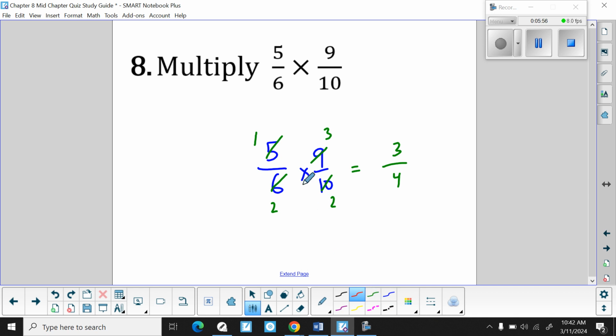I just want to show that if you did not simplify here, you would have gotten 5 times 9 is 45, and 6 times 10 is 60. 45 over 60 is good for half credit. You need to know that 15 goes into both of these to simplify down to 3/4. I'd rather do this for full credit with smaller numbers as opposed to this for half credit. I would not do it this way.